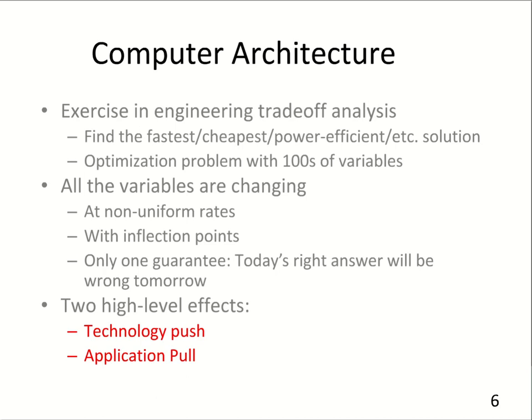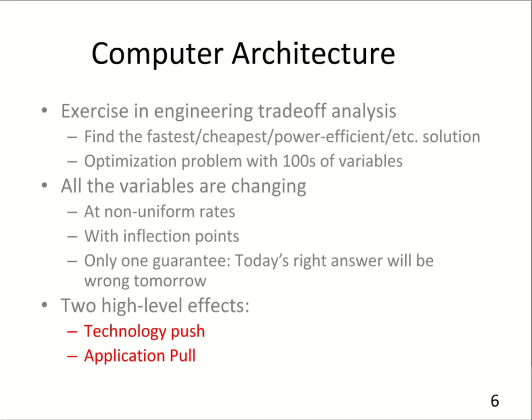The problem is there are hundreds of variables that you can vary in this problem space, and so optimizing them becomes extremely difficult. Not only are there hundreds of variables, but the variables are changing in terms of their relative effects, and they're changing at non-uniform rates, and there are inflection points because of the technology advancements that pretty much lead you to the conclusion that there's only one guarantee for a computer architect. The right answer that you come up with today will probably be wrong tomorrow.